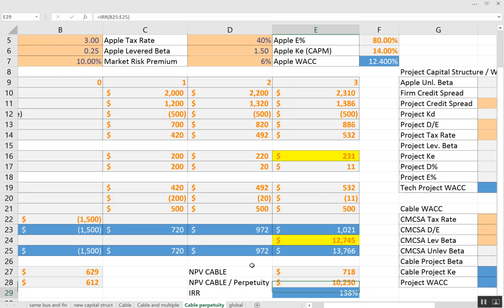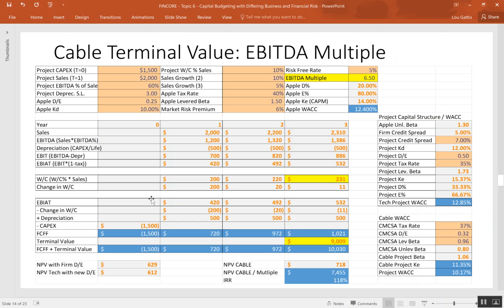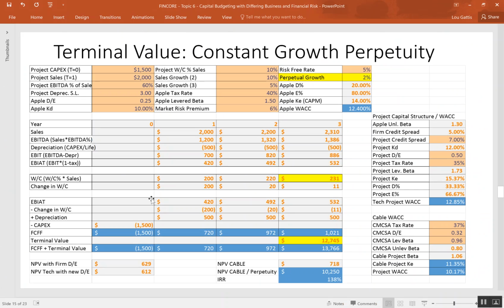So this is a nice little trick. In previous examples, I'd put a year 4 out here, and I'd forecast free cash flows in year 4, then I'd always have to discount it back to 3. But by putting the growth perpetuity under year 3, but using the cash flows in year 4 as the numerator, it gives me the value in year 3, and then I'll discount it back using NPV or my discounting function, taking the cash flow over 1 plus K to the 3. Then I can take the present value of all future cash flows. So that is valuing the cable business using an EBITDA multiple and using a constant growth perpetuity.